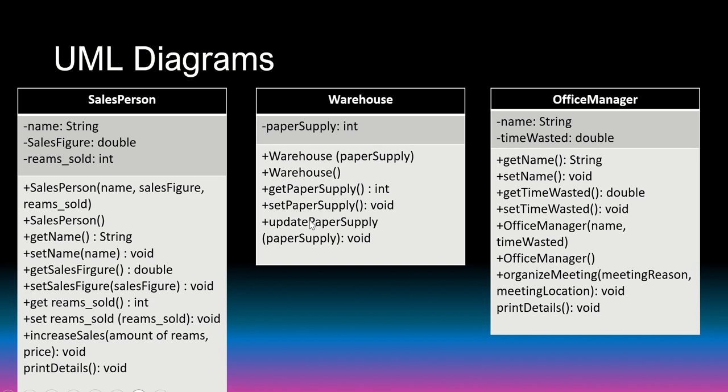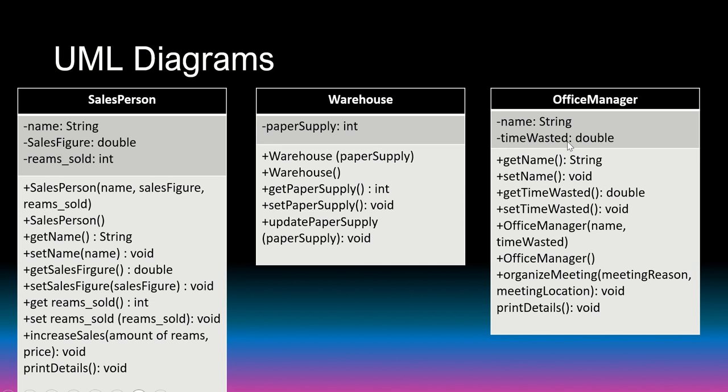We have our get paper supply and set paper supply methods, and then we have our custom method. This method, update paper supply, is basically going to update the amount of paper available whenever this method is called. So let's say that a salesman sells 10 reams of paper. Well, we're going to call the update paper supply method. We're going to send in the number 10, and this method is going to decrease our total paper supply by 10. That's the purpose of the update paper supply method. So that's going to be our warehouse class.